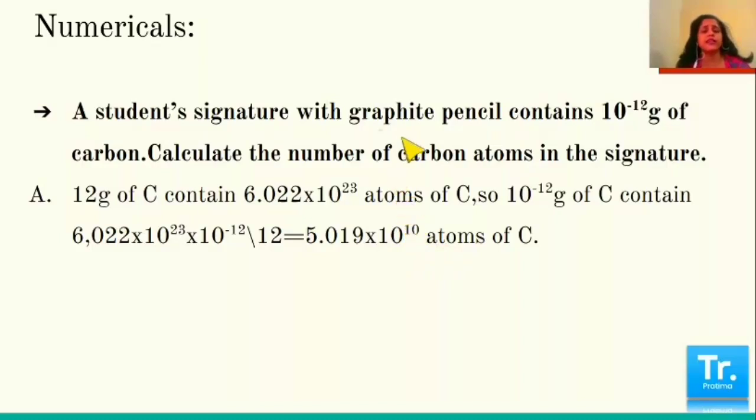The question is not difficult, but by seeing the question the children get confused. So please read it properly. In every question you will see that you are either relating the molar mass and the number of moles, or number of moles with number of molecules, or molar mass and molar volume. So this is also one of them, where we relate the mass and the number of atoms.